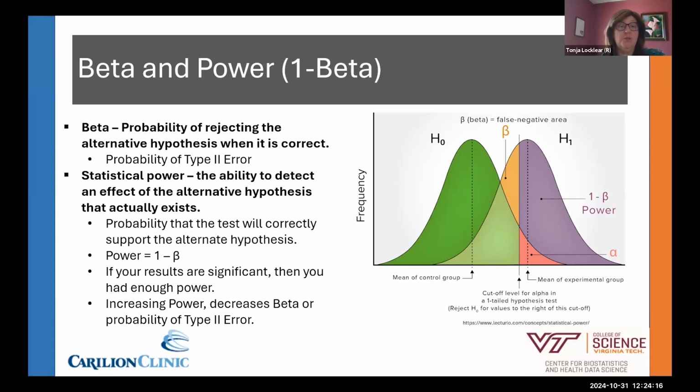So if your results are significant, then you did have enough power to reach your result. If, however, you don't have enough power, then it could be that your beta is too high. So beta is the probability of rejecting the alternate hypothesis when it's actually correct. And the distance between these two peaks is what we refer to as the effect size. So we're going to get into that one on the next slide or two.